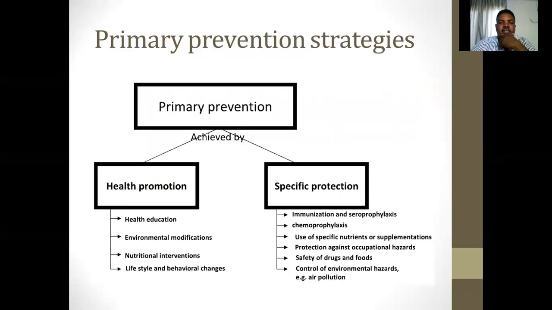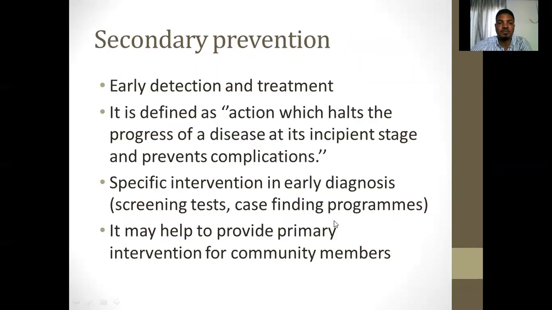So this is just a diagram that also illustrates the relationship between the methods that are used to carry out primary prevention. As you can see here, they are chiefly health promotion and specific protection. So these 2 methods are usually what we use to carry out primary intervention. And as you can see, they have different activities underneath each of them. Health promotion has its own, and specific protection has its own. So we move to secondary prevention.